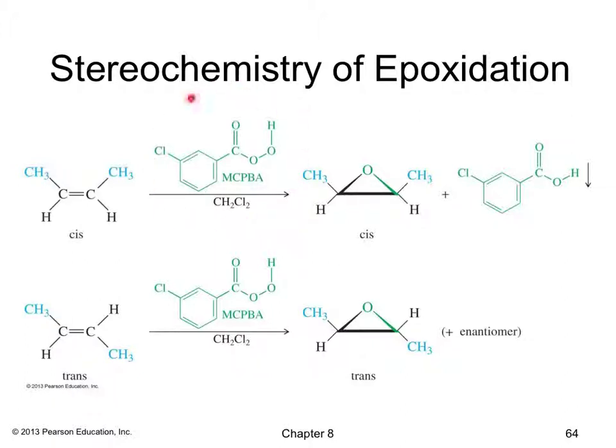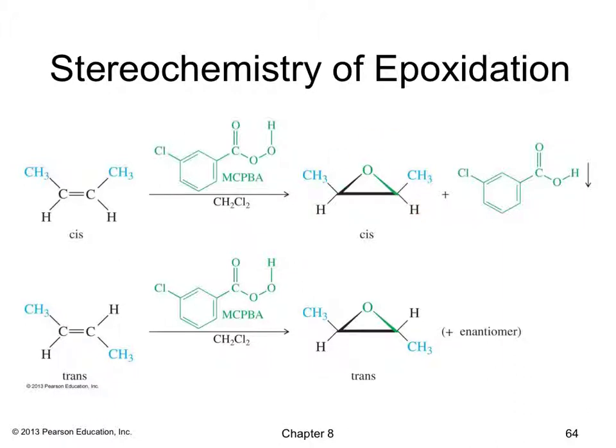Here's MCPBA, which I told you you have to memorize. So you should know the structure, and you should be able to take the structure as in the previous page and draw it out so that you can do the epoxidation reaction mechanism. So if you have a cis where the two methyl groups are on one side, it will retain that cis stereochemistry and the epoxide will be generated.